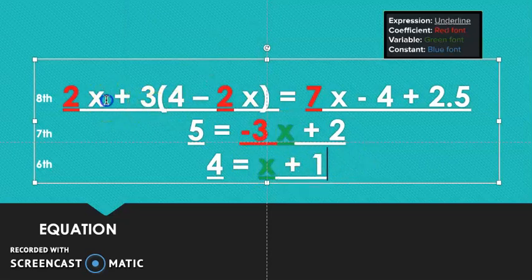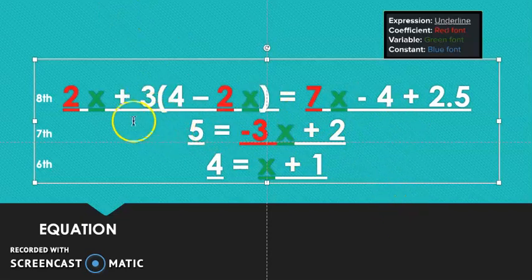Now keep in mind the variable doesn't always have to be x. It just happens to be that all of these questions have x in them. And here's one more right here. Lastly, a constant. A constant is a number that's all by itself.